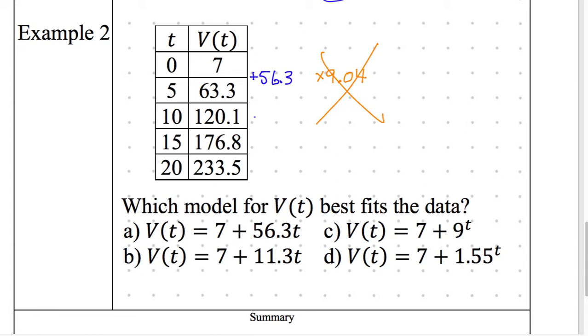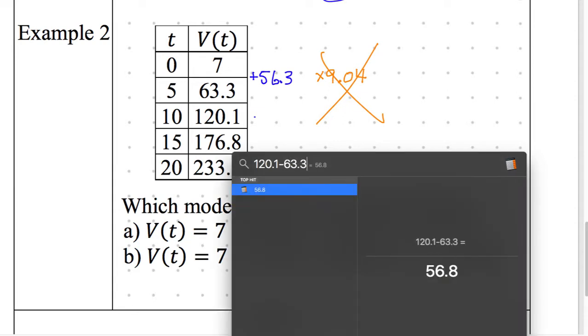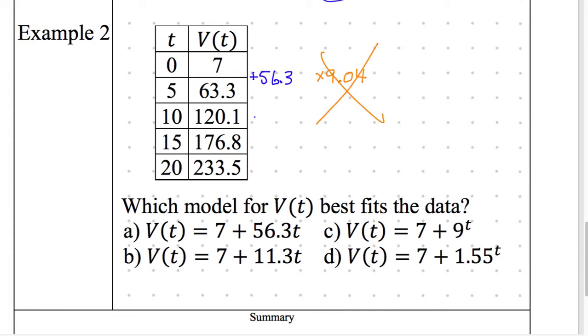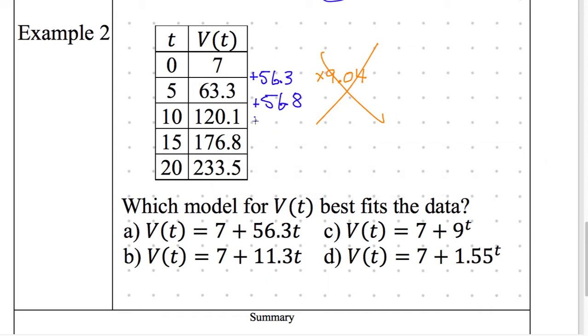You guys are wrong. Check this out. Let's see what happens. Let's try this one. 120.1 minus 63.3. By the way, Khan Academy is also off by a little bit. This is 56.8. So this one was adding 56.8, which is still pretty close to the other 56. Let's try 176.8 minus 120.1. That's 56.7. They're all pretty darn close. It was actually linear. Khan Academy loves doing this where they're really close to each other, but not quite the same number. I don't like that.